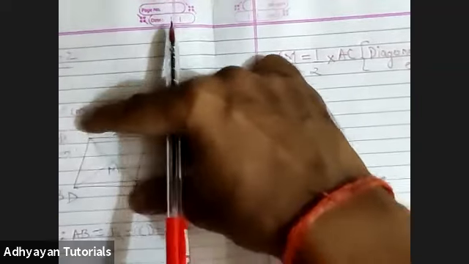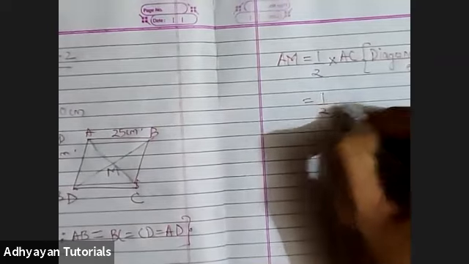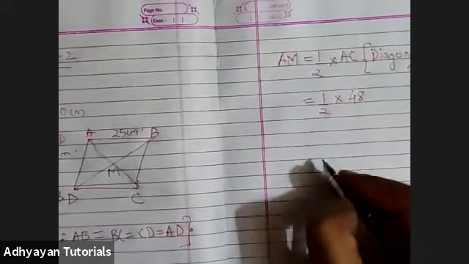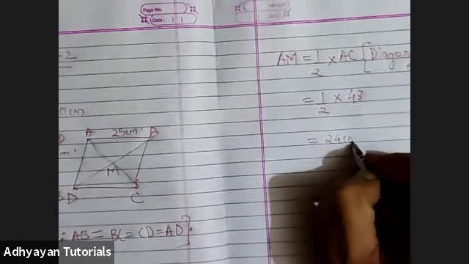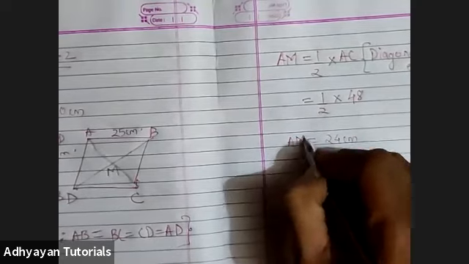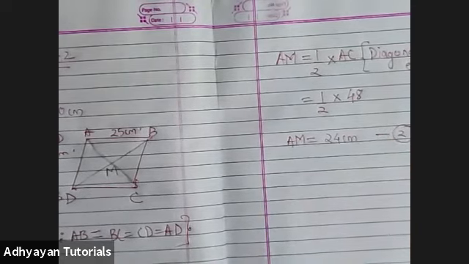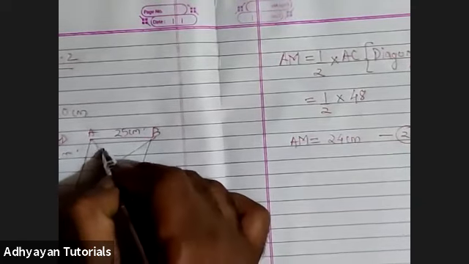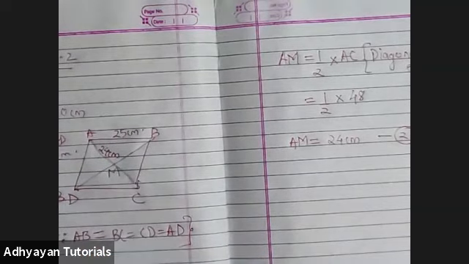Now AC's value I've considered as 48, which is given to us in the question. So half into 48. When you divide 48 by 2, it is 24 centimeter, and that is AM's value, right, children? So I mark it as equation 2. So AM's value, I'll just mark it in the figure as well. It is nothing but 24 centimeter, right?